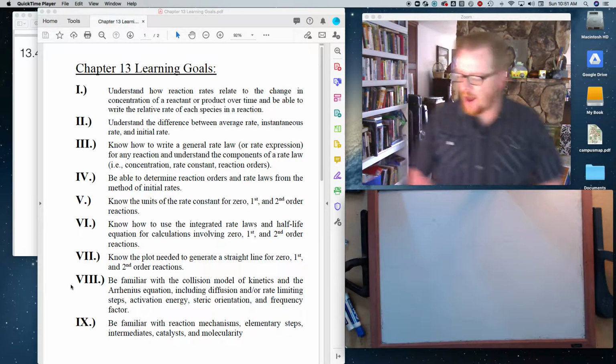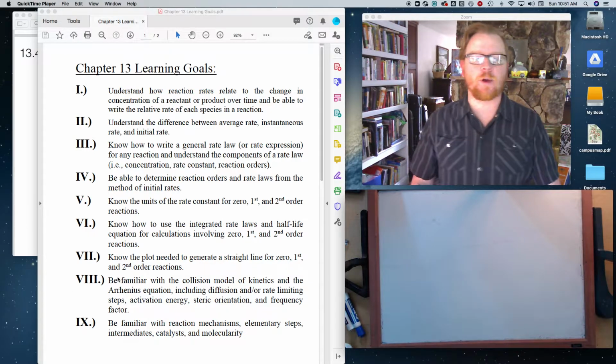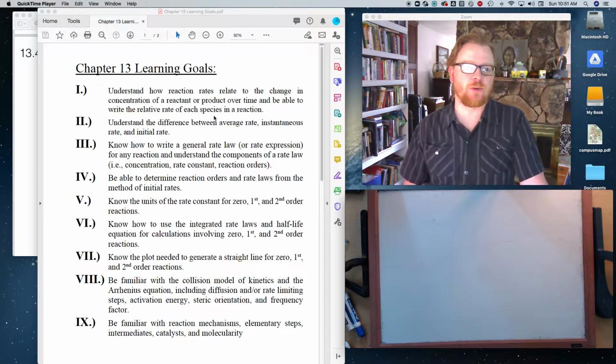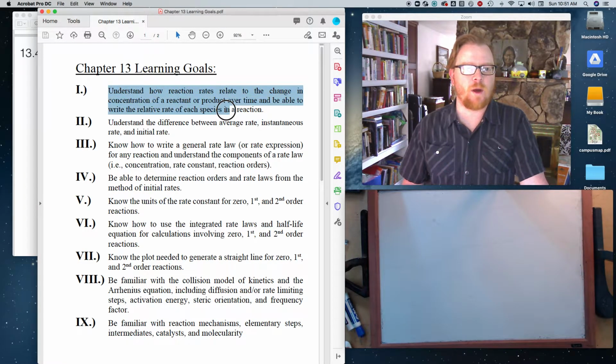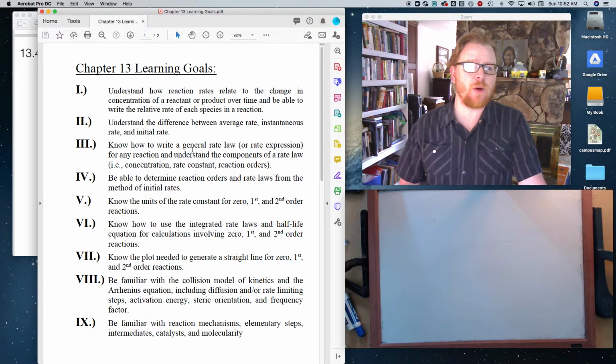Okay, so I wanted to just summarize the learning goals. We really only have a couple more to go to finish off this chapter. If you've been following along with these, great. If not, let's do a review. We've definitely done learning goal number 1, understand how reaction rates relate to the change in concentration of reactant or product over time. Learning goal number 2, understand the difference between average, instantaneous, and initial rates.